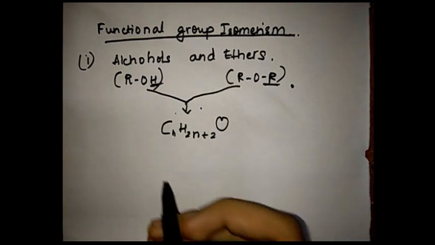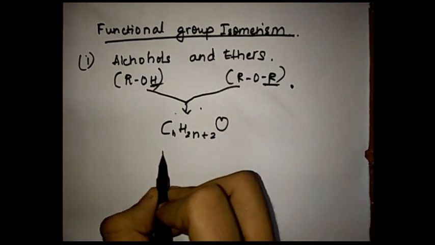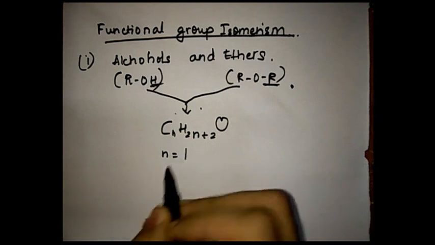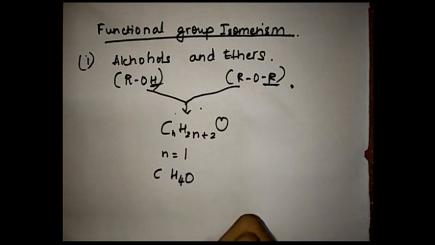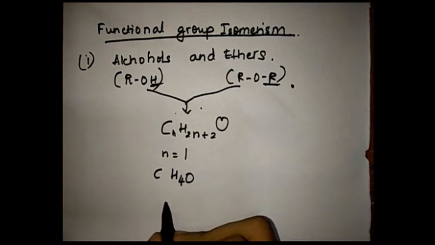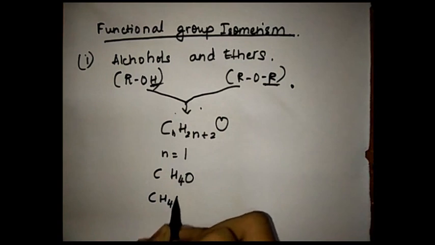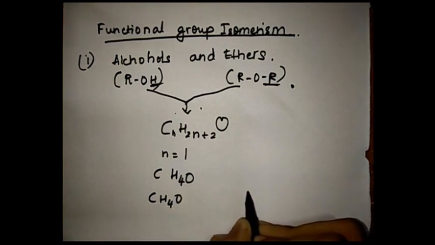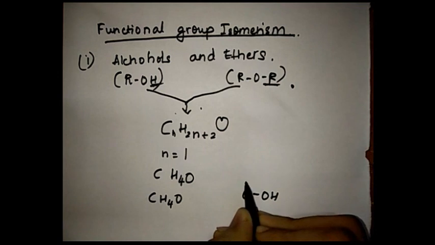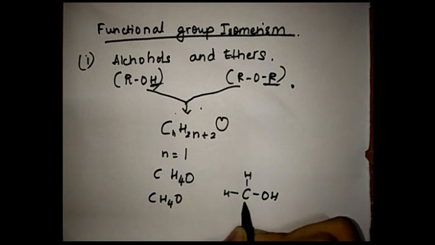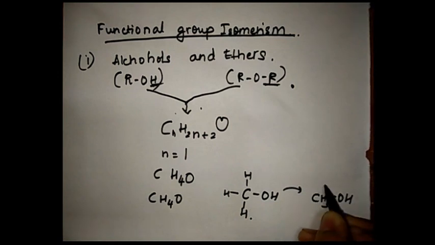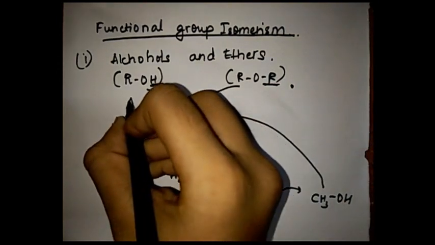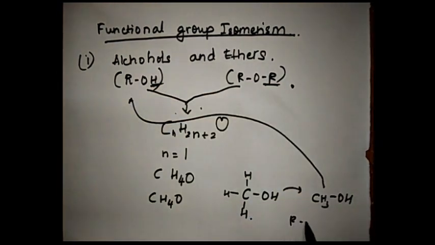So if we put n equal to 1, it will be CH4O. Now CH4O, if we write it like this, it will be C, O, H, H, H and H. It will become CH3OH. Compare this with ROH.